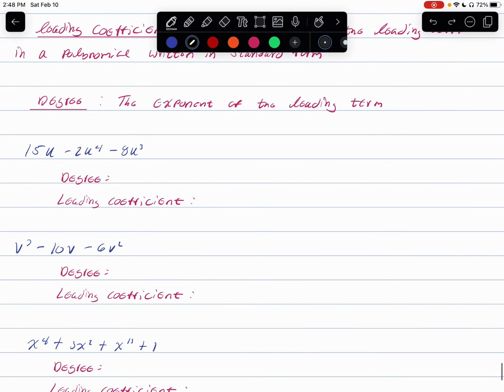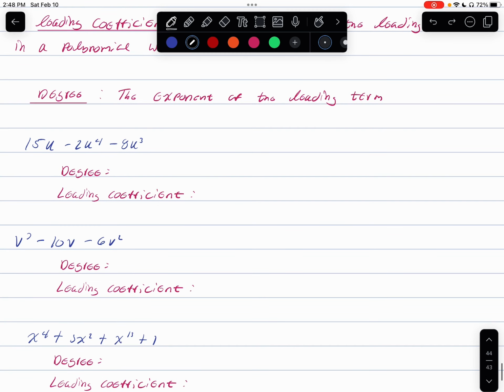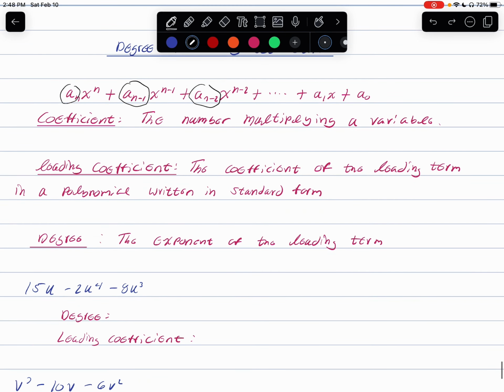Okay, now this may also all feel very abstract, but I promise you this really isn't all that bad. Let's just see if we can apply this to 2 or 3 examples and see if we can make sense of all of this abstract language here. Okay, so if we want to find the degree and the leading coefficient, say of this polynomial, 15u minus 2u to the fourth minus 8u to the third, the first thing we need to do is write it in standard form, just like this.